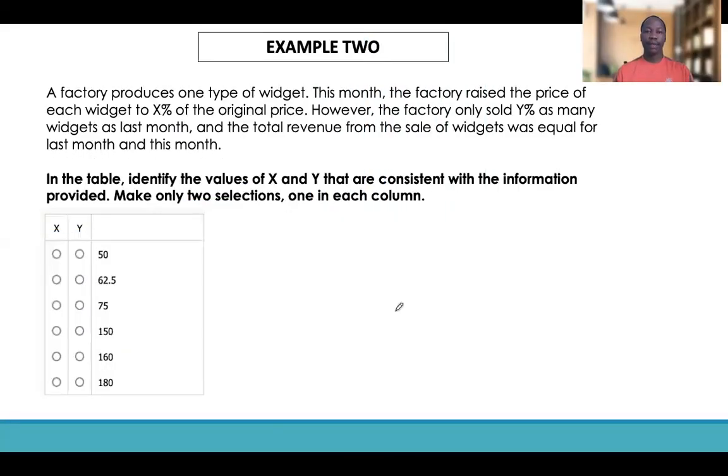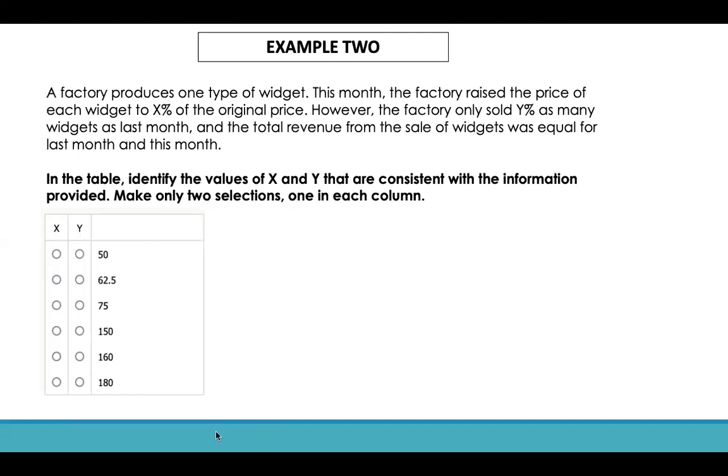Second example that could help us in this case. A factory produces one type of widget. This month, the factory raised the price of each widget to X% of the original price. However, the factory only sold Y% as many widgets as last month, and the total revenue from the sale of widgets was equal for last month and this month. In the table, identify the values of X and Y that are consistent with the information provided. Make only two selections, one in each column, right?